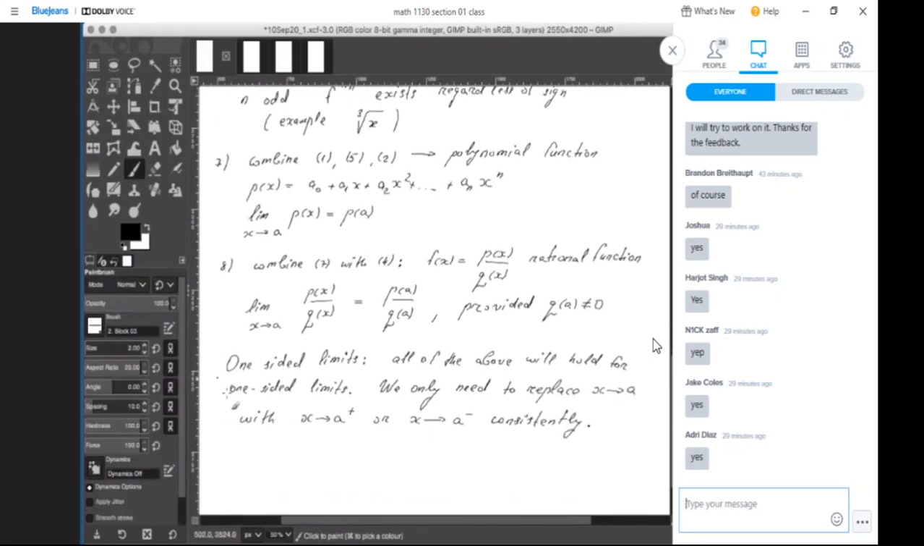Yes. What was your question? Like, what exactly is A? What are you talking about? Like x approaches A. Any x values. So when x approaches any x value.